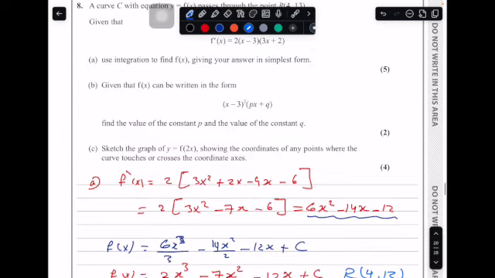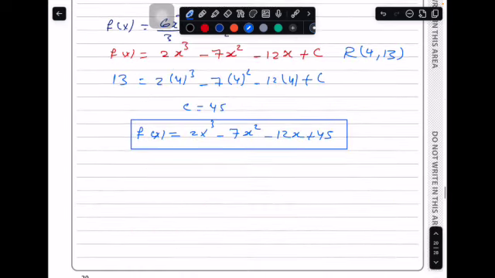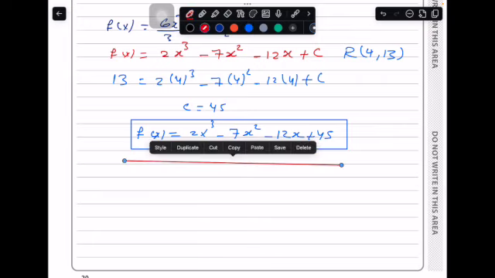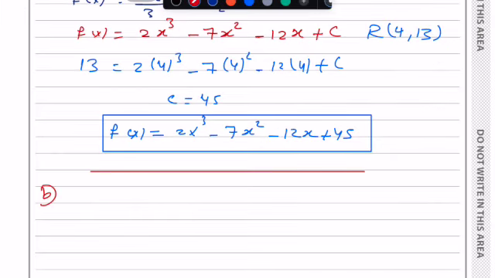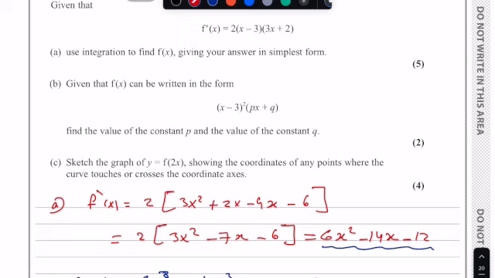Now, let's go to part B. Given that f of x can be written in this form, find the value of the constant p and the value of the constant q. What are we going to do? Take the expression he gave us in part B and then expand it.